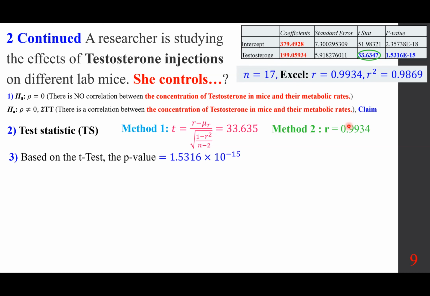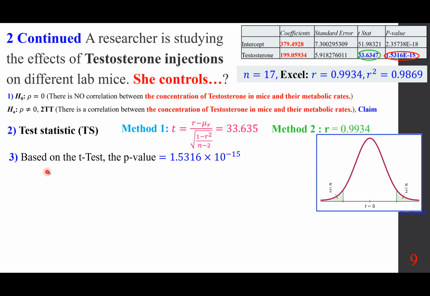The next one, based on the t-test and the p-value, we go with the p-value in this case. The p-value is extremely small, 1.5316 e minus 15. That means 10 to the power of negative 15. That means the decimal goes to the left by 15 places. It's almost 0. It's way less than the choice of alpha, which is normally 0.05 in many cases.